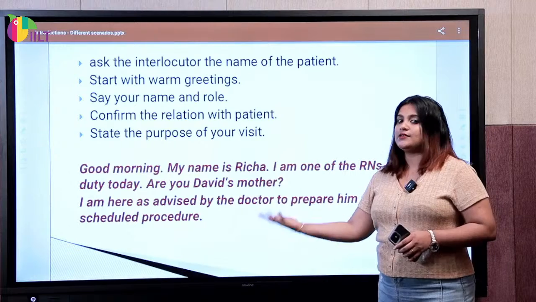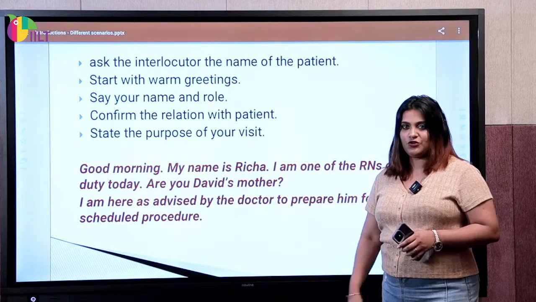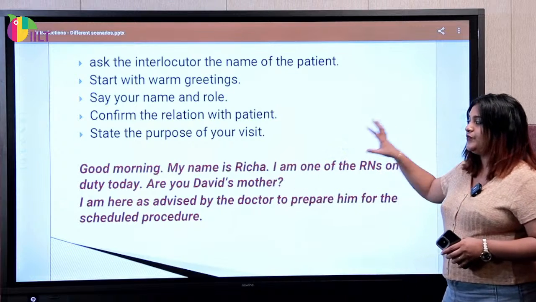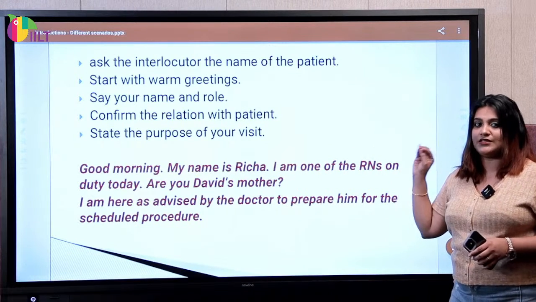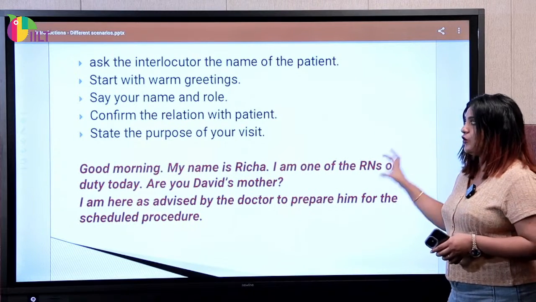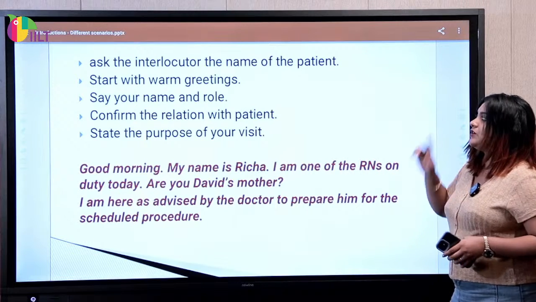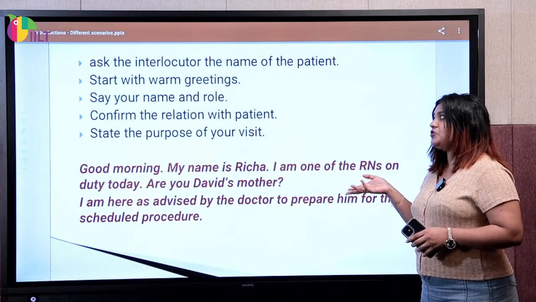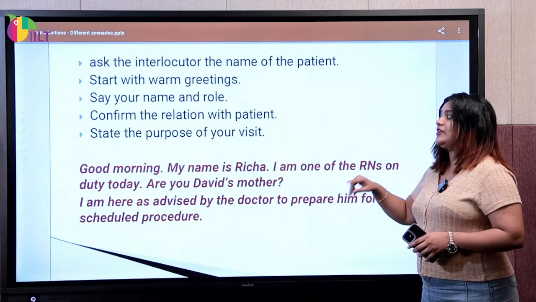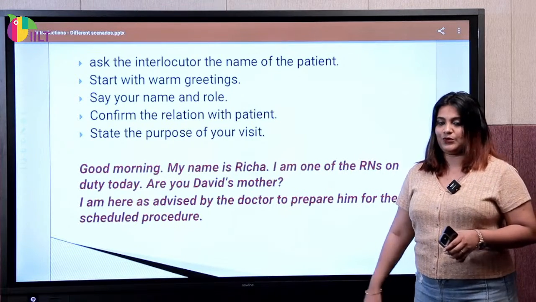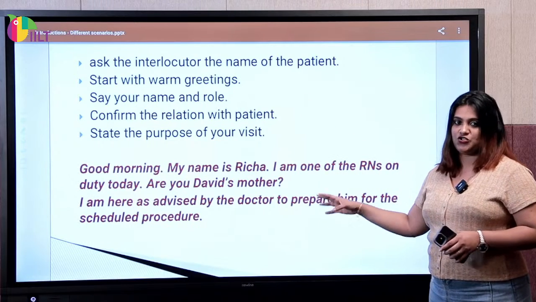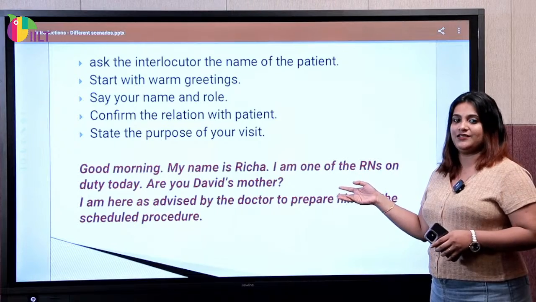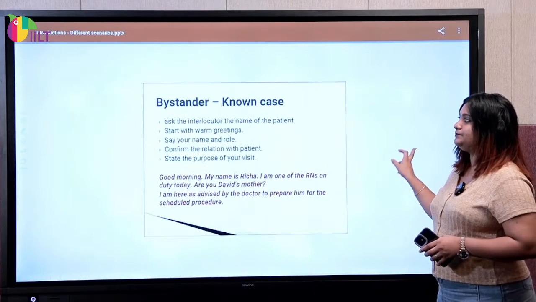And then next you can ask her name: what would you prefer to be called, or may I know your name as well? And then you can continue with your conversation. So this is how you can deal with a bystander in a known case scenario. I hope it is clear. The first thing you will do is ask the interlocutor the name of the patient, then start with warm greetings, say your name and role, confirm the relation with the patient, and state the purpose of your visit. This is how it can be done. I'm not saying it has to be done, it can be done this way too. So I hope it is clear.